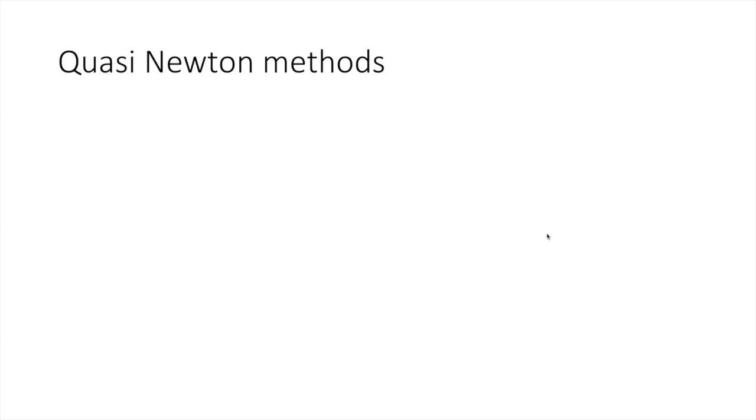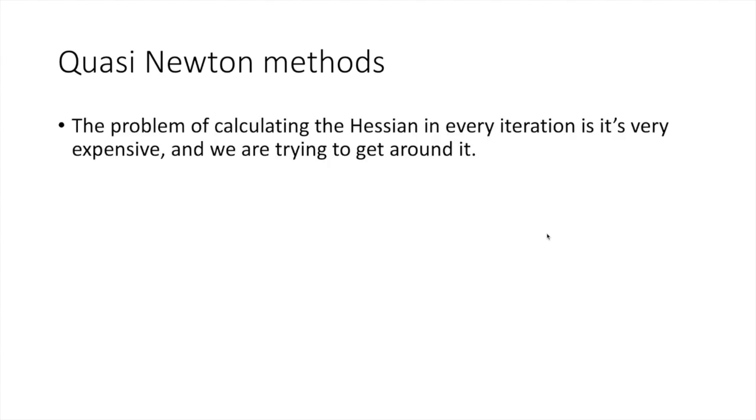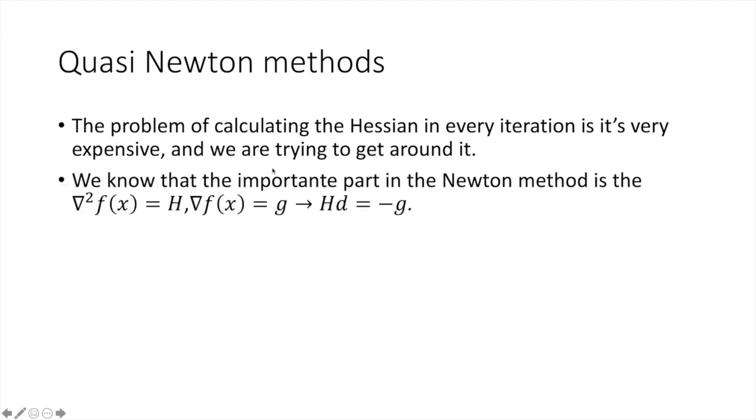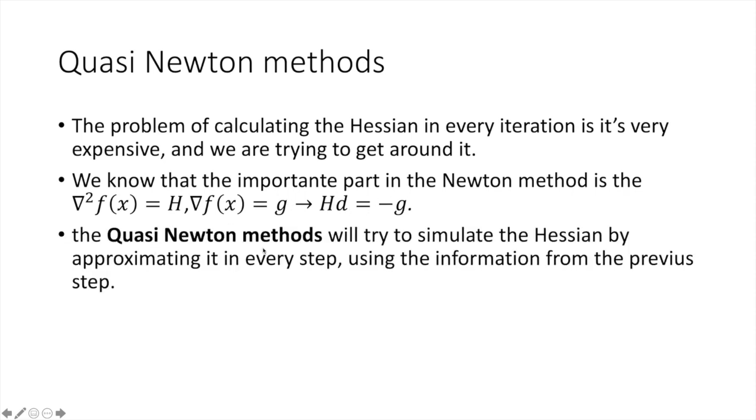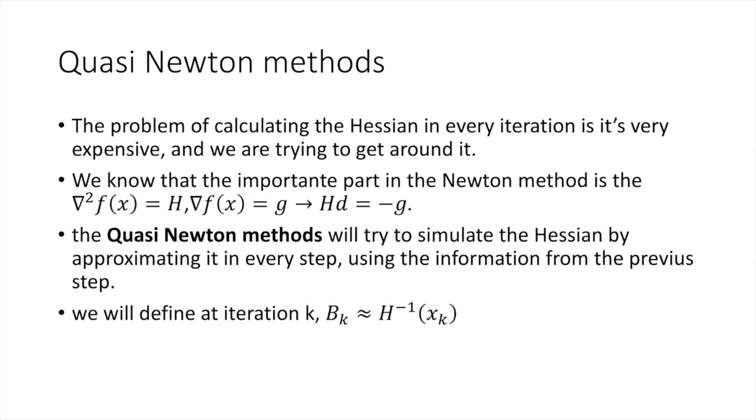The quasi-Newton methods. The problem of calculating the Hessian in every iteration is that it's very expensive, and we're trying to get around it. We know that the important part in the Newton method is that, denoting the Hessian as h and the gradient as g, the Hessian multiplied by d is equal to minus g. So the quasi-Newton methods will try to simulate the Hessian by approximating it in every step using the information from the previous step. We will define, at iteration k, bk equals the inverse Hessian at location xk.